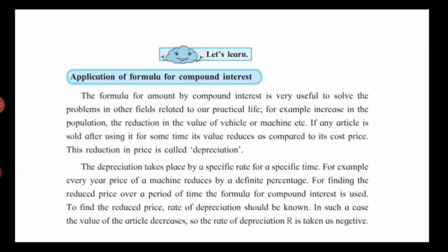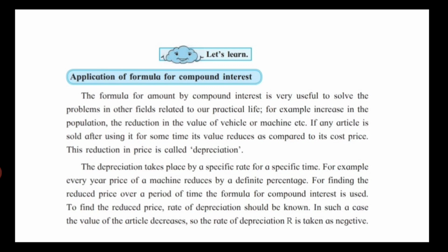So children, before starting to solve the questions from practice set 14.2, let us learn about the application of the formula for compound interest. The formula for amount. We all know the formula for amount: A is equal to P (1 + R/100)^N. This formula we have studied in our previous video of practice set 14.1. This formula for amount by compound interest is very useful to solve problems in other fields related to our practical life. For example, increase in population, the reduction in the value of a vehicle or machine, etc.